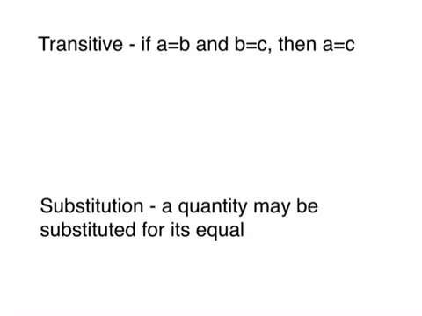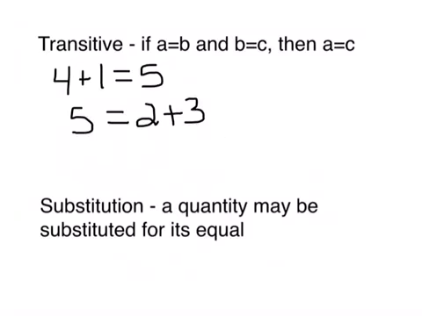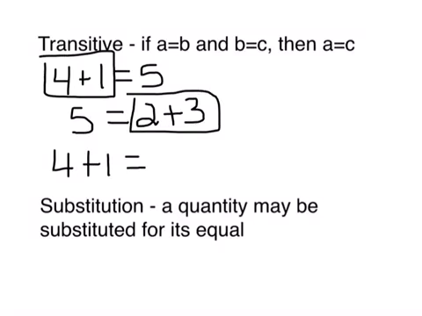The transitive property states that if a equals b and b equals c, then you can conclude that a also equals c. So, for example, if 4 plus 1 equals 5, and 5 also equals 2 plus 3, well, then we have to know that 4 plus 1 is the same thing as 2 plus 3.